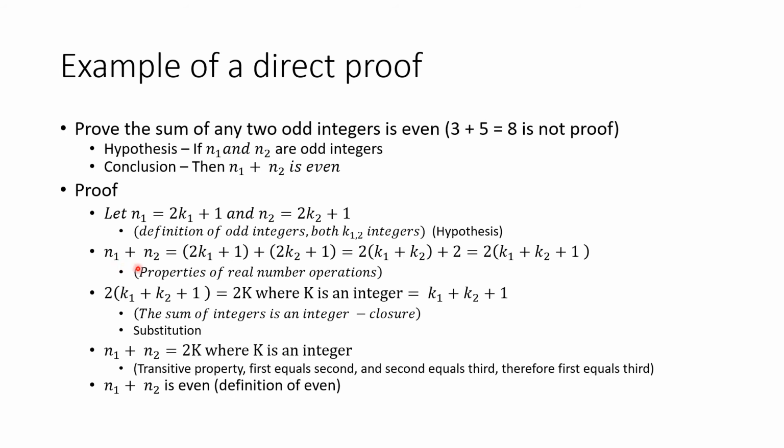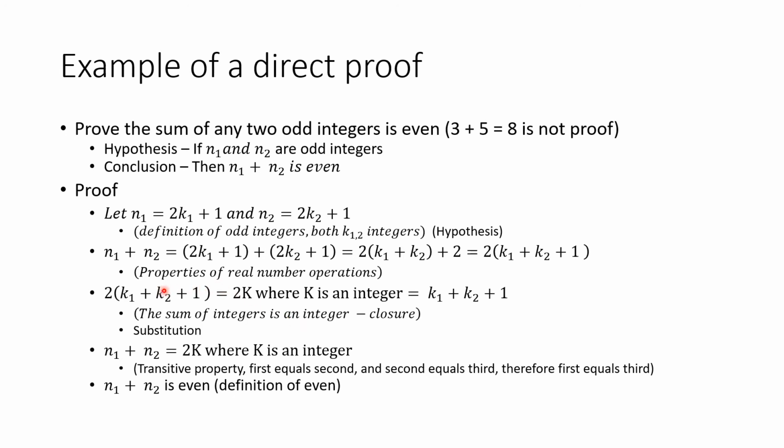But look, now I have n1 plus n2 is equal to this business. And this business is 2 times an integer, because these are going to be integers. So this is 2 times k, where k is defined this way. The reason for this is the sum of integers is an integer. That's called the closure of this set of integers. It's also substituting capital K just because it's easier to write than all of this stuff.